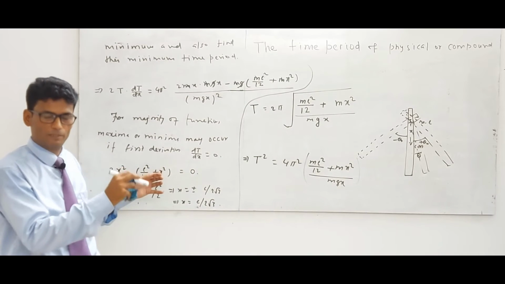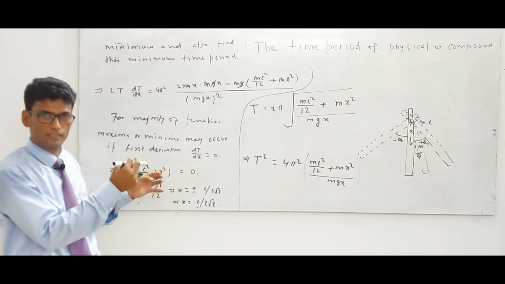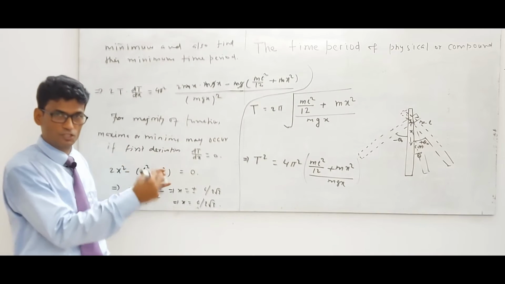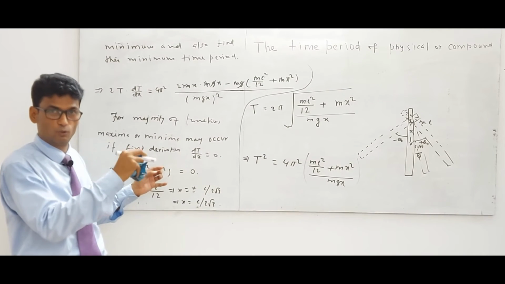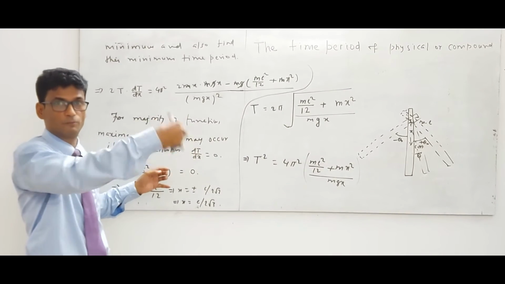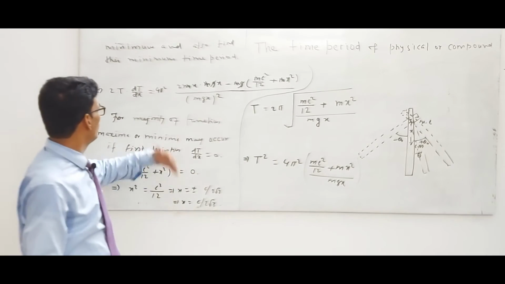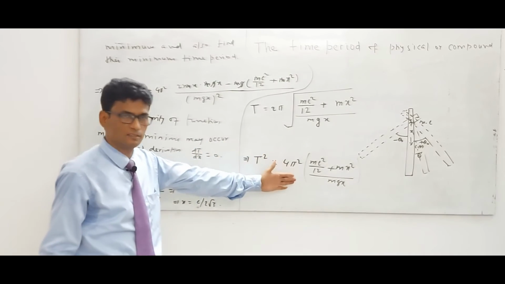Time period depends upon angular amplitude. Here the angular amplitude is very, very small, so the correction to the time period is very, very small. So no correction of large or maximum time period. That is why this is okay. Now put the value of x in the time period expression and find out T here.